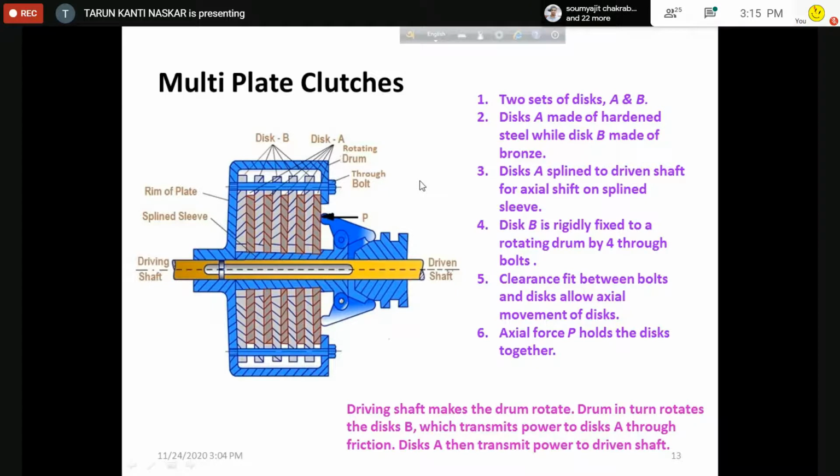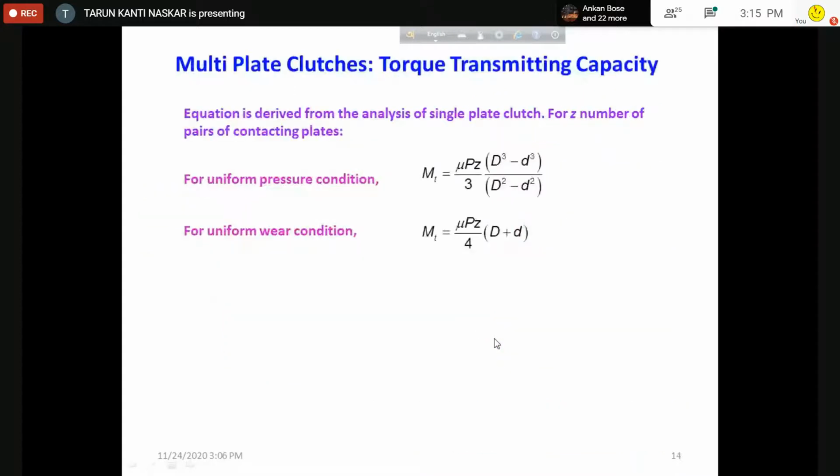Description is okay. This slide is okay. Hello? Yes, sir. Sir, the material for disk A and disk B, based on what?